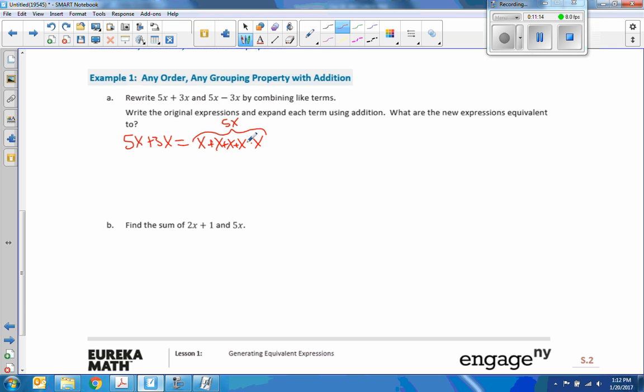Pluses here, not times. That's a mistake. 5x is x plus x plus x plus x plus x. If I multiply it, I have powers. Plus 3x, x plus x plus x. Here is our representation of 3x expanded. And in order to answer these, I just count 1, 2, 3, 4, 5, 6, 7, 8 x's. 5x plus 3x is 8x.